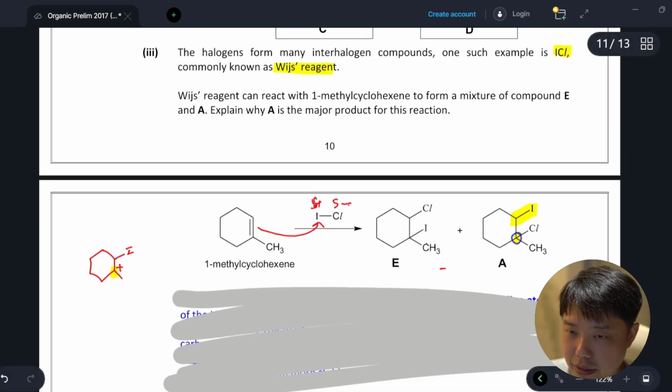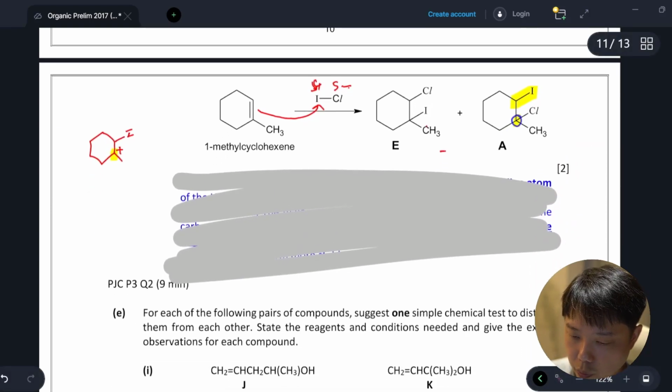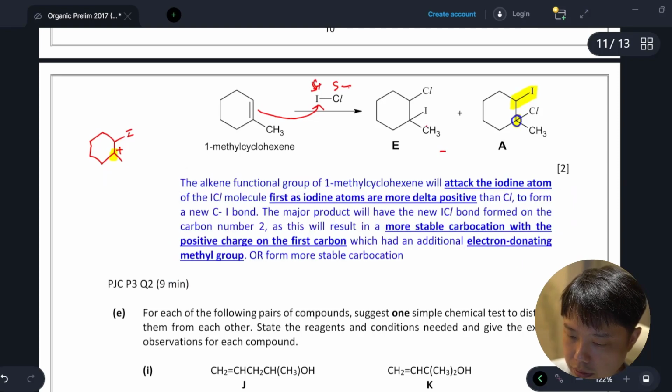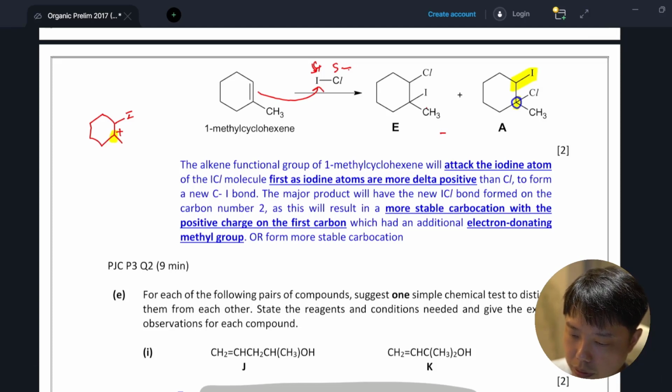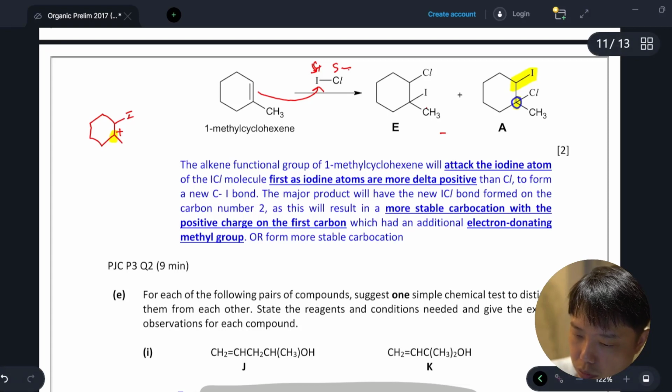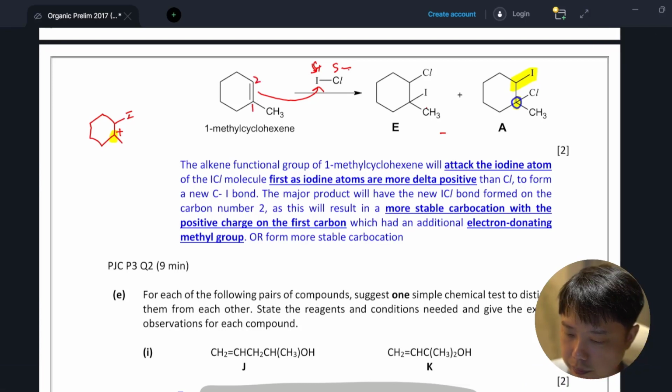Okay, so this is like Markovnikov, which we have learned before. Right, so we see the alkene attacks the iodine because it's more delta positive. Then the major product will have the chlorine attached to carbon number 2. So maybe we label this one as carbon 1, this one carbon 2. This will result in a more stable carbocation on the first carbon.